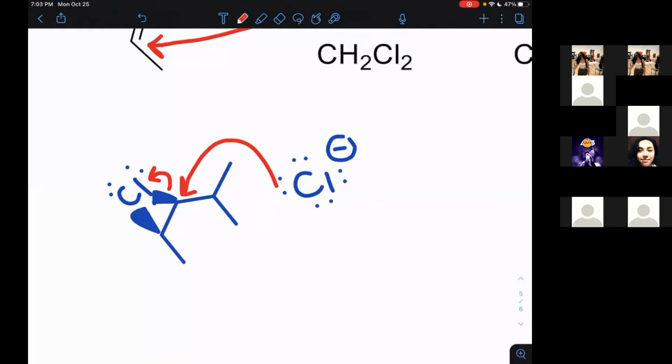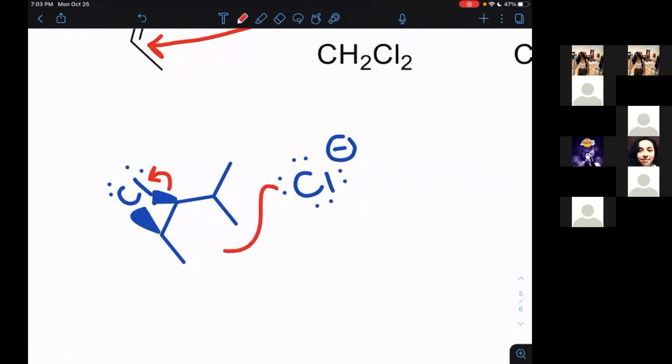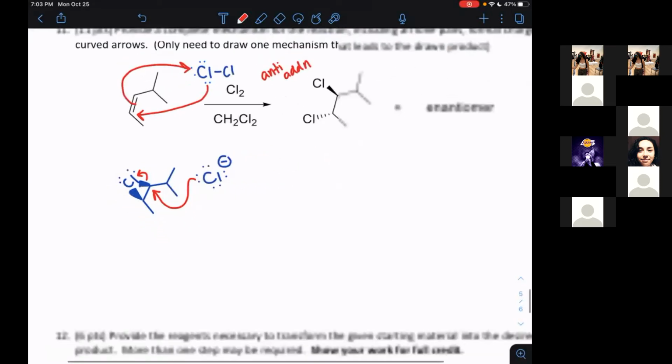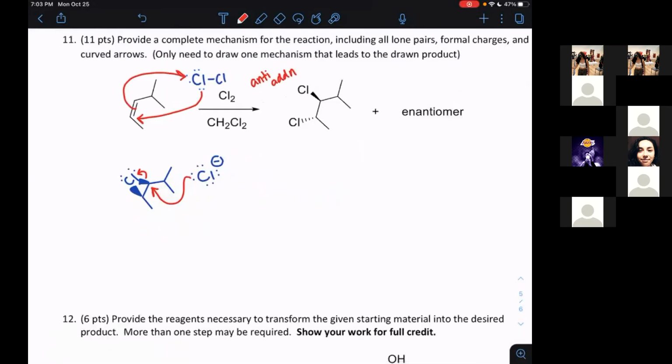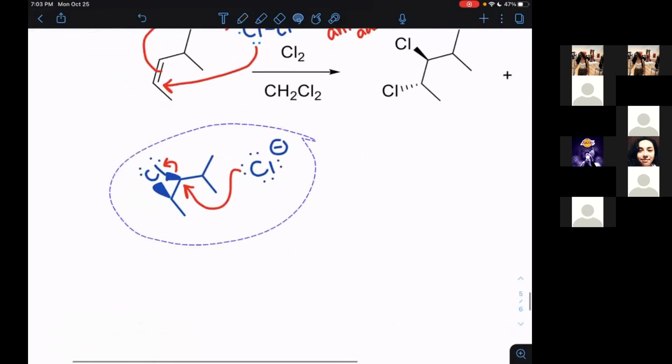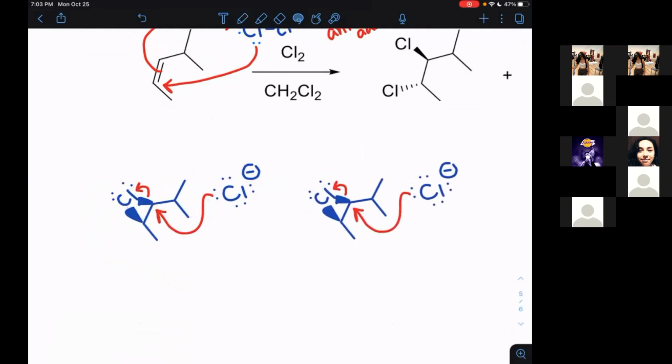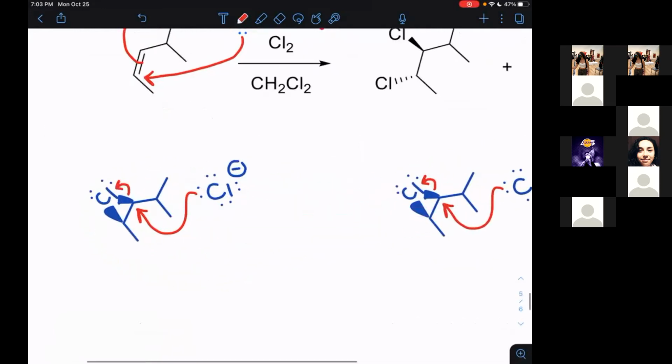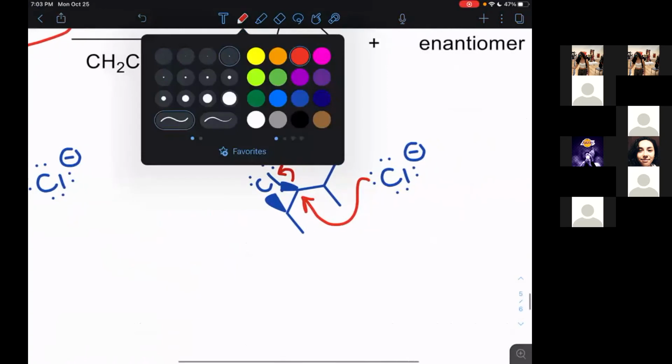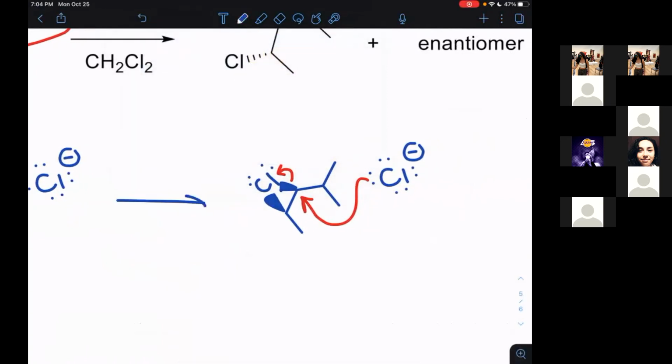Okay. Oh, or actually, I think that this might specifically mean that they're anti-addition, possibly. So the chlorine already on the compound will stay wedged with the bottom carbon. And then the new chlorine, it did a backside attack, so. Yeah, I know. That's why I drew it to the back specifically, just in case that means something.